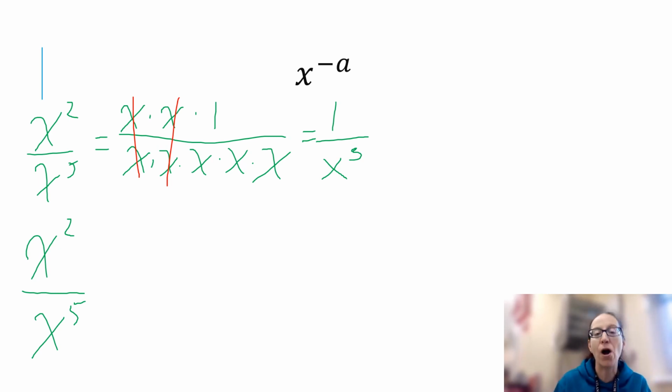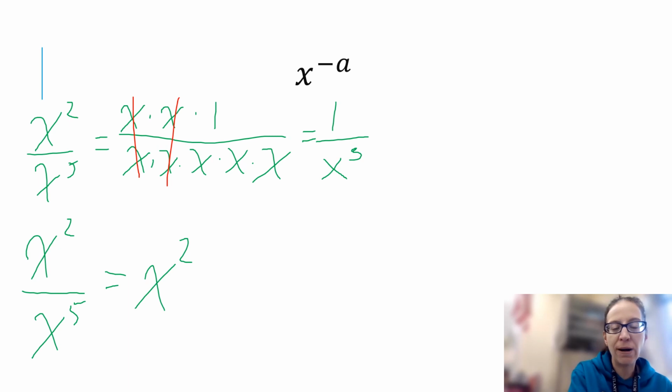Now, for the bottom row, what we're going to do is use that law that says I can subtract the exponents. So you take the numerator exponent and subtract the denominator exponent.